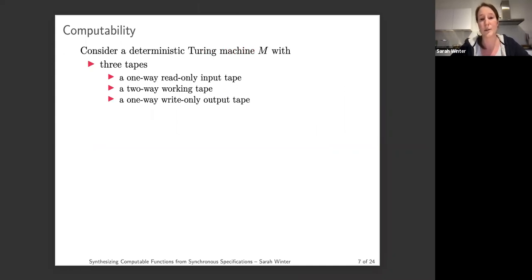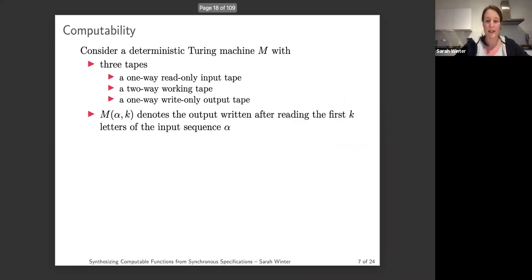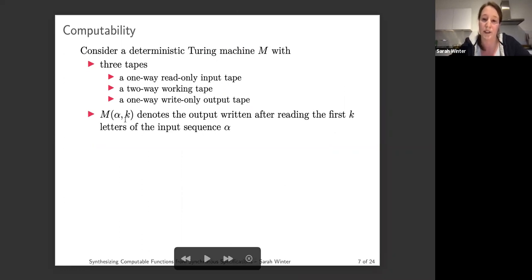These deterministic Turing machines have three tapes: a one-way read-only input tape, which holds the input word, a two-way working tape, and a one-way write-only output tape. And I have to just introduce some notation. For a Turing machine M, M of alpha k denotes the output that is written after reading the first k letters of the input sequence alpha.